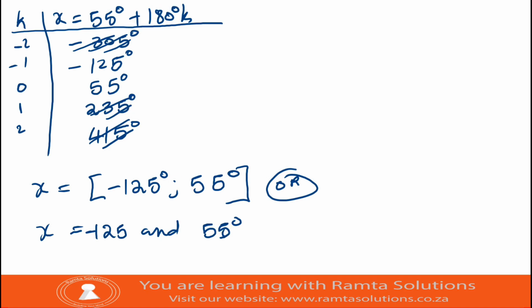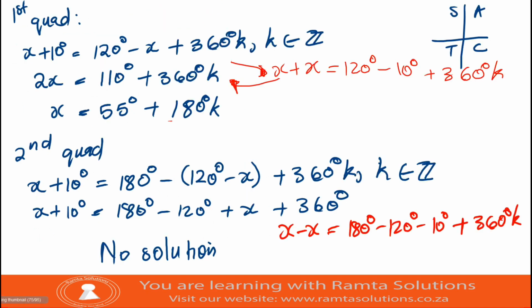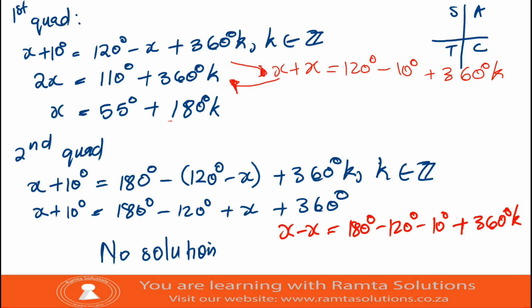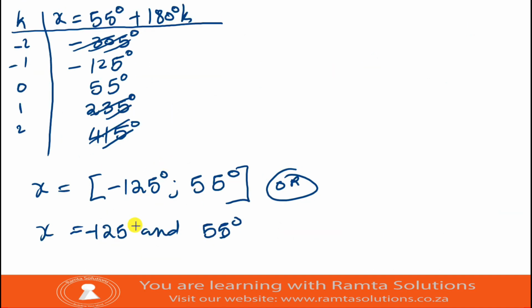By the way, I forgot to check. Was there a mistake I made? Yes, this was 55, and I think I said minus 135. Miscalculation. It's minus 125. So yes, it's minus 125.